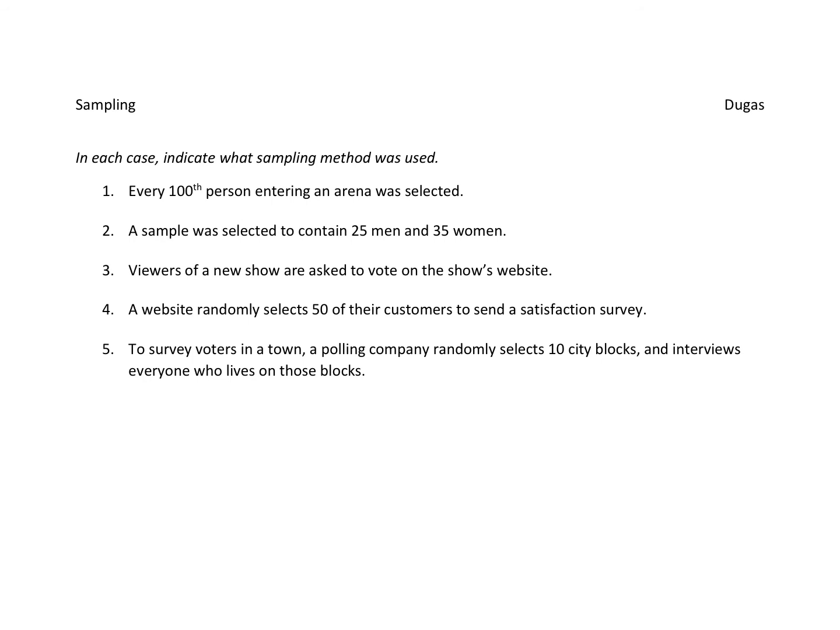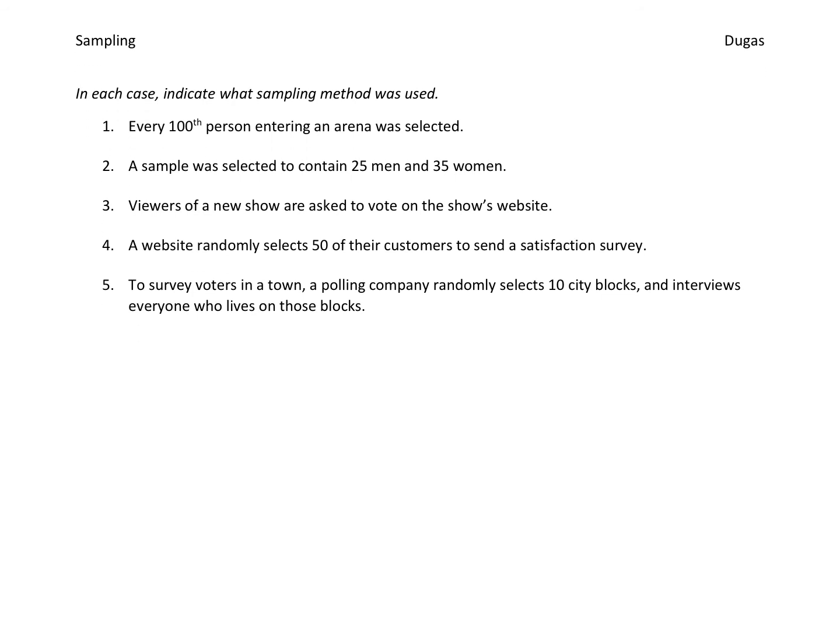Let's look at these sampling techniques and see if we can pick out which method was used in each case. Number 1, every 100th person entering an arena was selected. This is an example of systematic. Number 2, a sample was selected to contain 25 men and 35 women. This would be stratified. They're selecting a certain number of each sex in order to mimic the population.